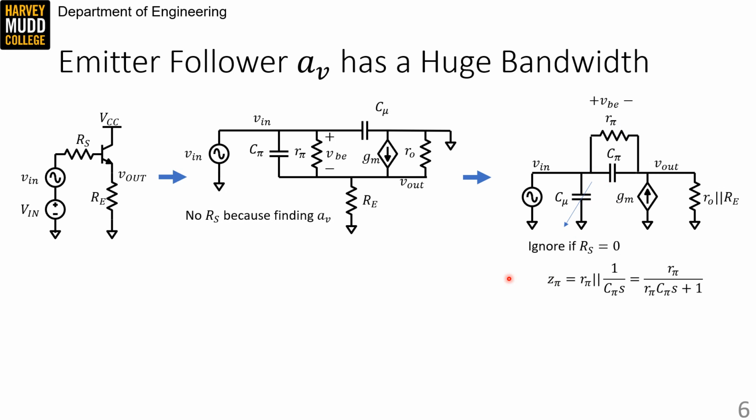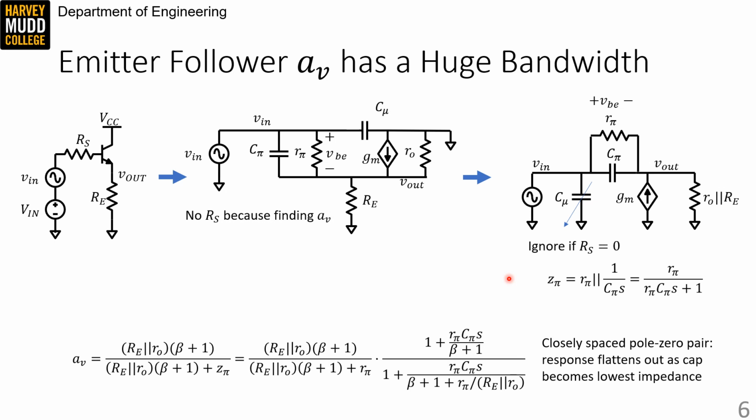And that's handy because it means we can use all of the DC equations for our emitter follower. We just have to sub in ZPi in the right spots and we'll get the dynamic equations out. I've done that for AV here. So we start with our normal DC equation, but with a ZPi instead of RPi. And then we do a bunch of cross multiplication and stuff in order to arrive at a dynamic equation, which consists of our DC emitter follower gain multiplied by a pole zero pair.